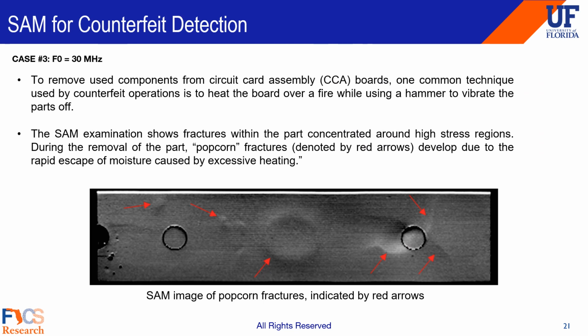For our third and final case study, we see an image here taken at 30 MHz. This image shows popcorn fractures, and they are indicated by these red arrows. Popcorn fractures are usually developed due to rapid escape of moisture that is caused by excessive heating, and this excessive heating is caused by fire that is used in counterfeit operations. To remove components from circuit card assembly boards, one common technique is to apply this fire and use a hammer to vibrate the parts off.